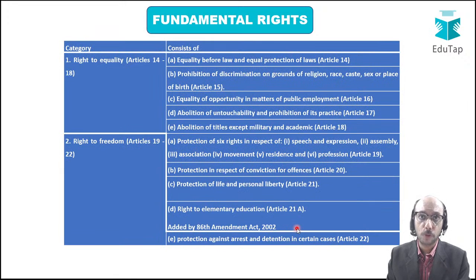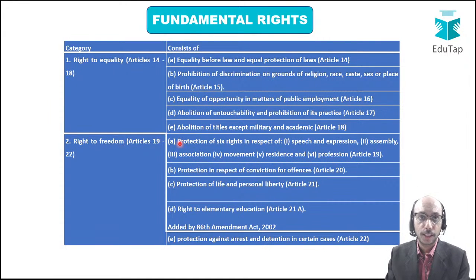Equality is talking about 14, 15, 16, 17 and 18. 14 talks about equal protection, equality before law, equal protection of law. 15 talks about prohibition of discrimination. 16 talks about equality of opportunity. 17 talks about abolition of untouchability. 18 talks about abolition of titles. 14 equality before law. 15 prohibition of discrimination. 16 equality of opportunity. 17 abolition of untouchability. 18 abolition of titles. Do this 2-4 times and you will remember it.